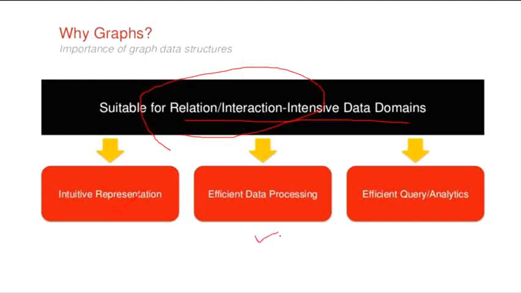These are efficient data processing. We do have a lot of algorithms that are optimized to work on graphs, and these are efficient query and analytics. Okay? Since we have very efficient data processing associated with this, a lot of types of queries can be done, and these queries can also be done in very short time. So there is a lot of information we can extract, and we can extract that information very quickly as well. This is the reason why graph data structures are used every time we talk about relation, interaction intensive data.